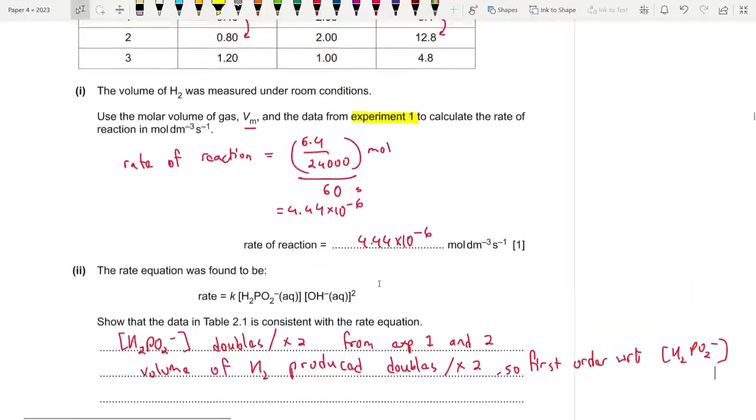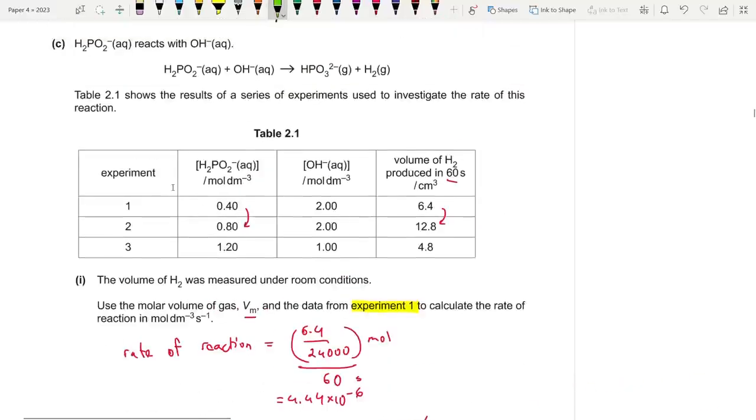Next, let's go to the second one. This is one of them. What about the other one? We want to prove OH- is second order. So what happened to OH- exactly? We can use 1 and 3, yeah? So H2PO2- is actually triple the value. So we would be expecting 6.4 into 3, which is 19.2. However, we're actually getting 4.8.